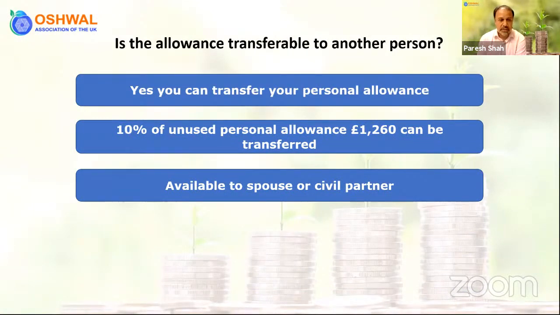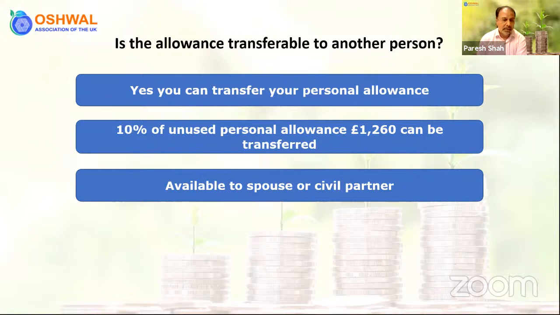Now, a lot of people, especially people who are retired, may not use up all their personal allowances because they have a state pension and no other income. So if your income is less than £12,570, you can transfer some of your allowance, up to 10% of your allowance, to your spouse or civil partner.